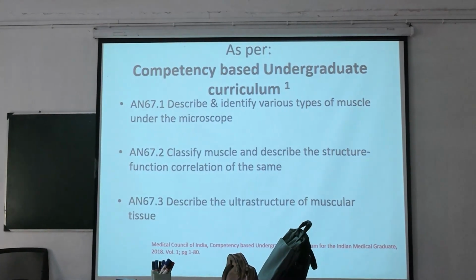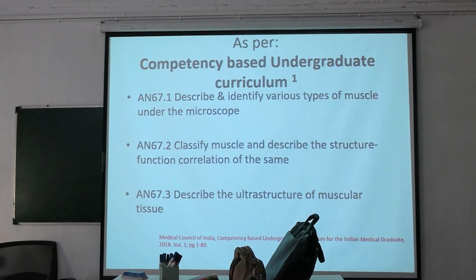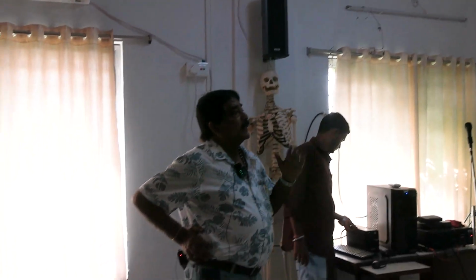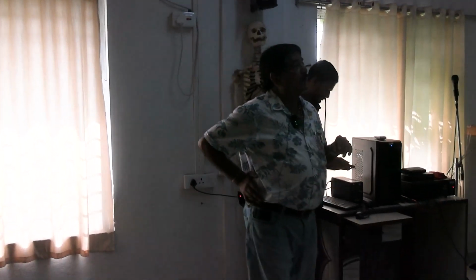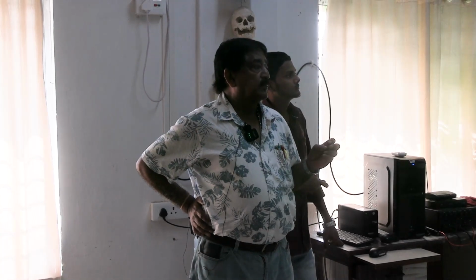You are having this in your curriculum. Describe and identify various types of muscles under the microscope. Classify muscles and describe the structure, function, correlation to the cell. What is the function of these muscles, and its correlation. Describe the ultrastructure of muscle tissue.